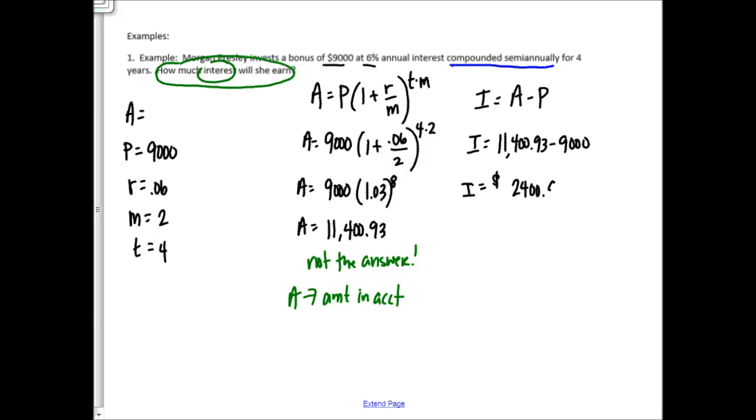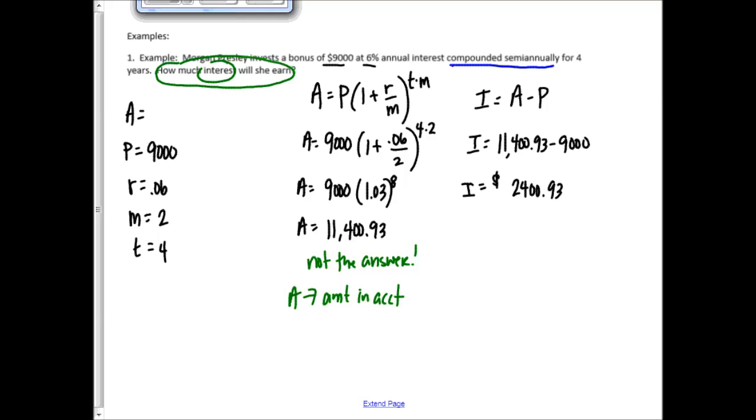Okay, so always pay attention to what the question asks. If it asks how much interest, you have to do that second little formula. If it just says how much do you have now, then you get to go with that A answer. So be careful on those. Alright, so we will move on to our second example.